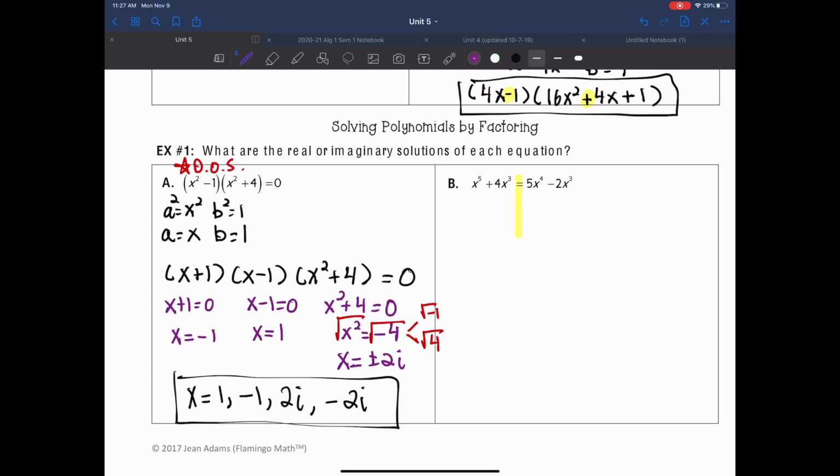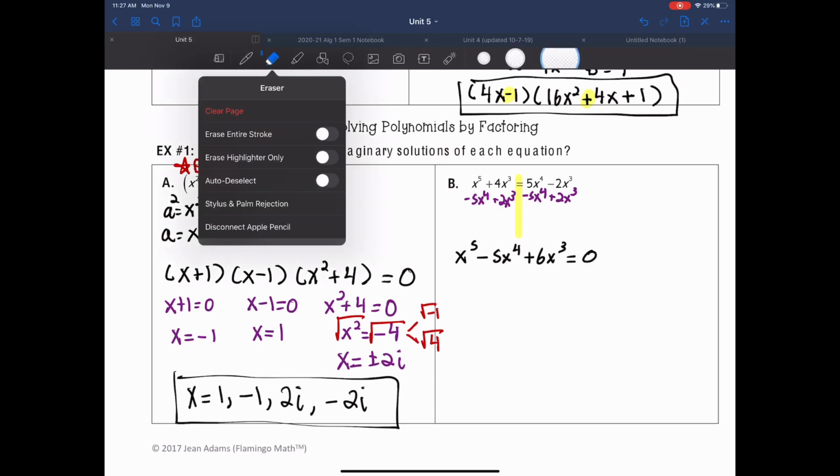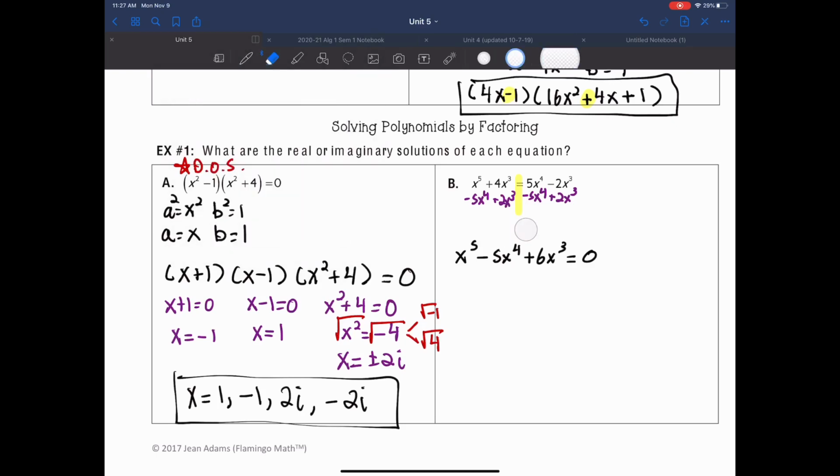So I'm going to go ahead and subtract 5x to the 4th from both sides. And then I'm going to also add 2x cubed to both sides. And so we're going to be left with now x to the 5th minus 5x to the 4th plus 4x cubed plus 2x cubed, which is plus 6x cubed. And that is all equal to 0. Hallelujah, it's equal to 0. That means that we are good to move on to the next step, which is to factor.